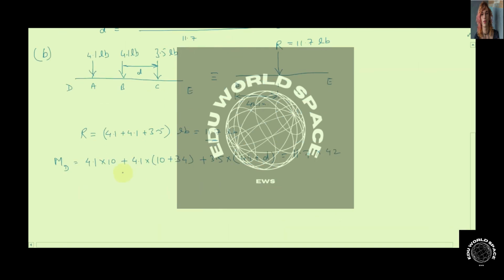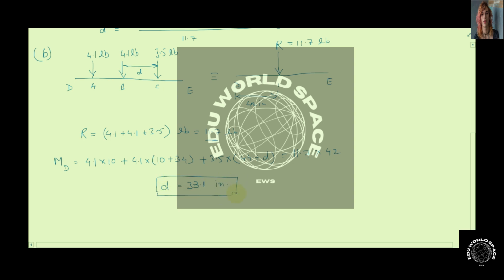In this equation there is only one variable, that is d, and we can get its value. If we solve this, d comes out to be 33.1 inches.